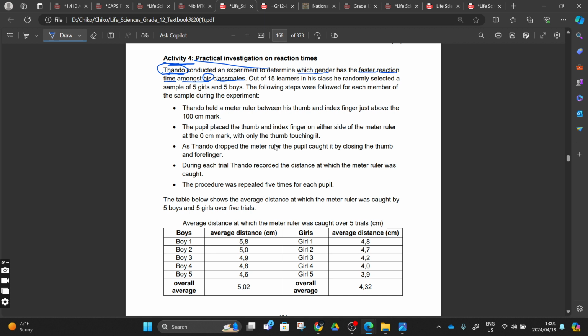We are doing this as a class, right? Out of 15 learners, so this class is 15 learners, he randomly selected a sample of 5 girls and 5 boys, right? 1, 2, 3, 4, 5. 1, 2, 3, 4, 5. And then 5 were left outside. And then the following steps were followed for each member of the sample during the experiment.